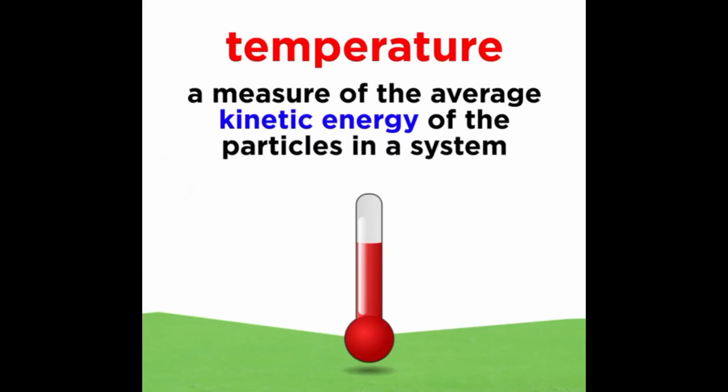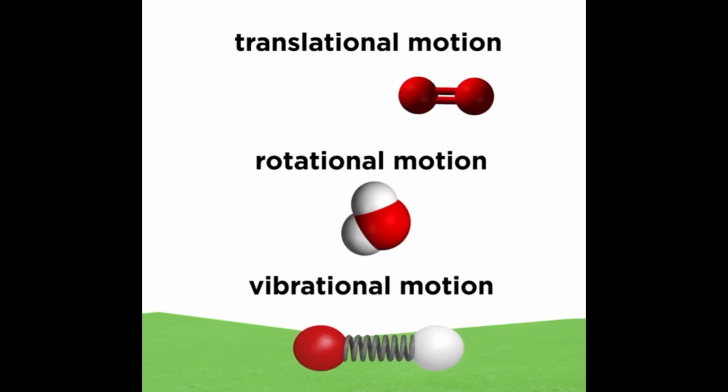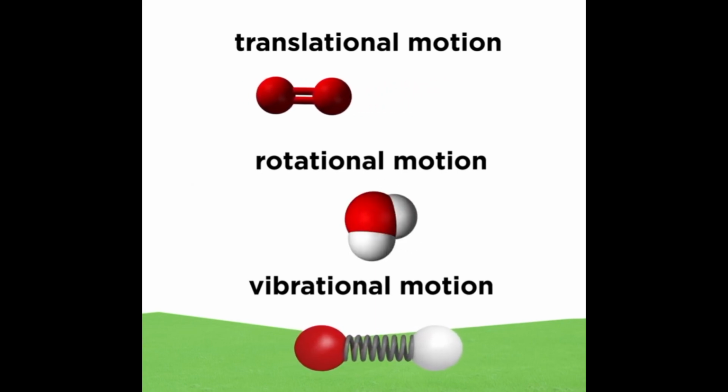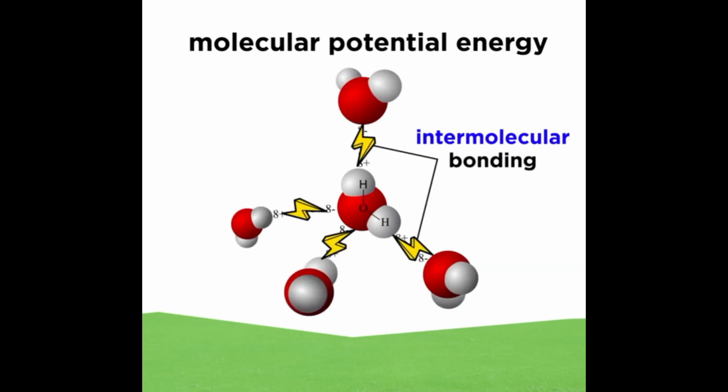We now understand temperature as a measure of the molecular kinetic energy present in the particles of a substance. As we said, this kinetic energy is distributed amongst translational motion, rotational motion, and vibrational motion. There is also molecular potential energy by virtue of the electromagnetic force acting amongst the atoms of an individual molecule and between each separate molecule.